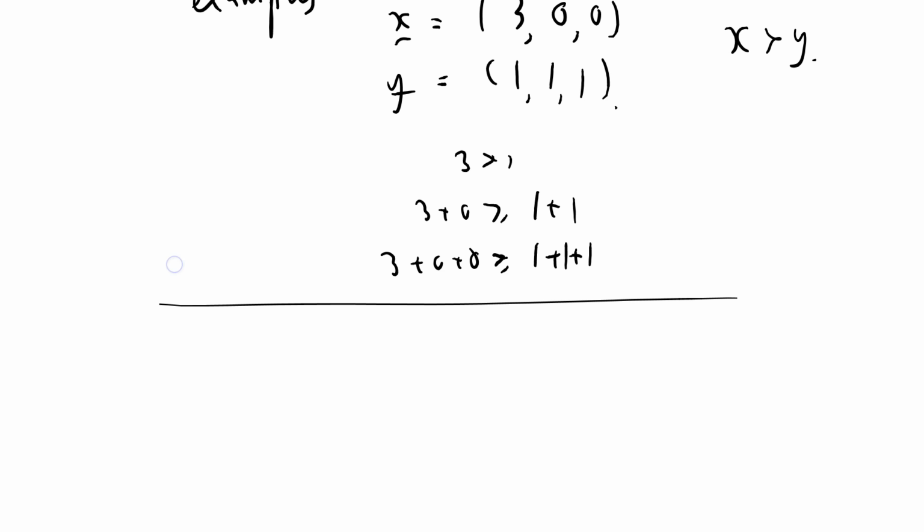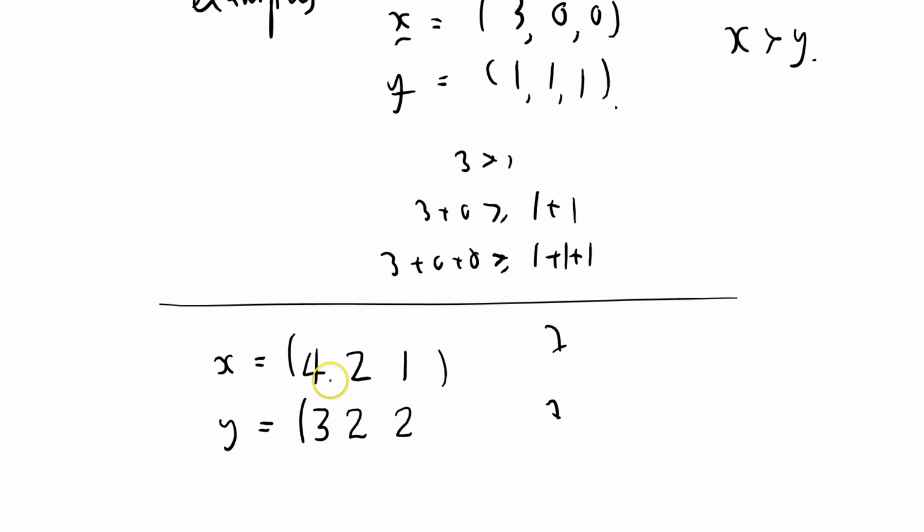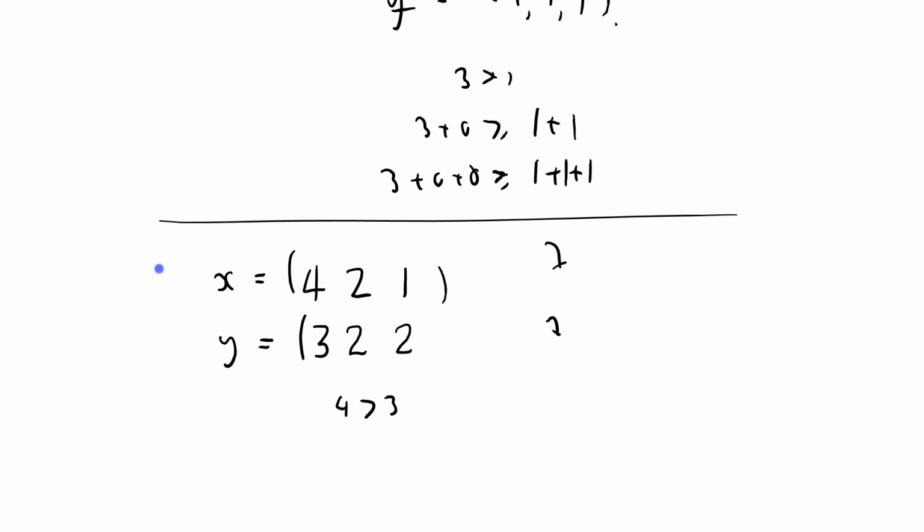Let me give you another one. 4, 2, 1, that's x, and then y equals, well, the total is 7, so it could equal 3 and then 2 and then 2. That's right, isn't it? Because they both total 7, and we know that 4 is greater than 3.